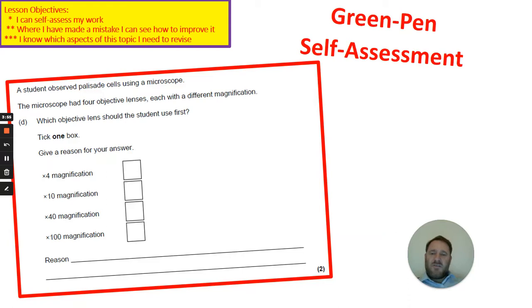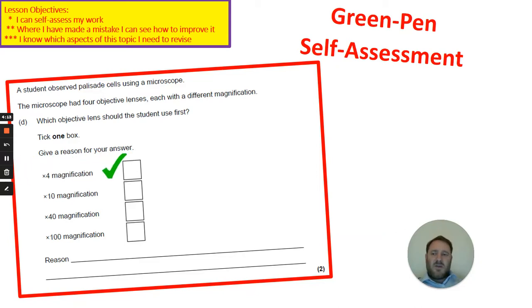Alright, 1D starts off multiple choice, and then we need to get a reason. So you get 1 mark for getting the box right, and then 1 mark for your reason. So students are going to observe these Palisade cells, these top layers of a leaf, through a microscope, and we need to know which objective lens they should use first.